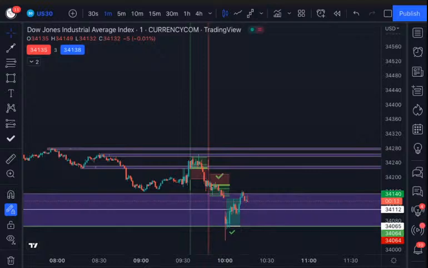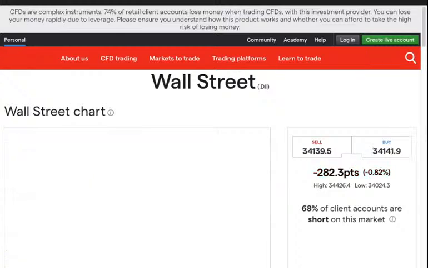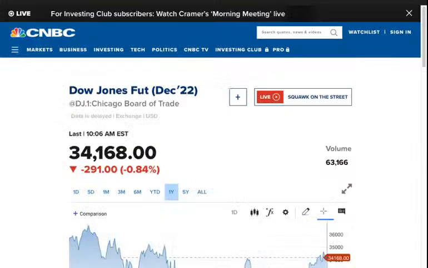I'm just trying to see if it's going to hold that gap and drop, or if it's going to break through it. Because if it breaks through, I definitely feel it might go higher. Yeah, it's 68% short, almost 300 points in the red.